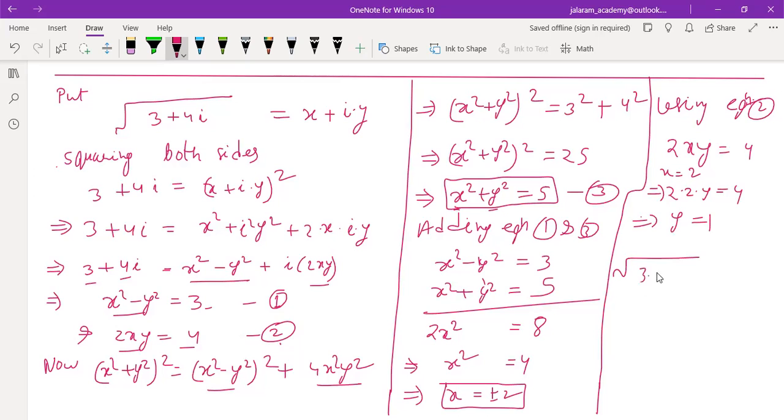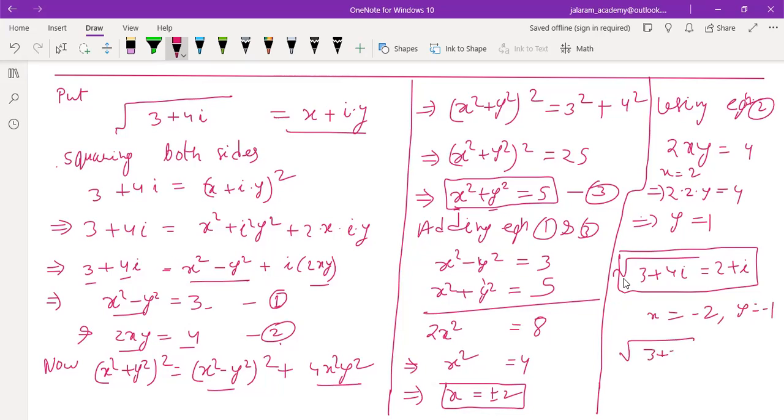So the answer is root 3 plus 4i equals x plus iy. Value of x is plus 2 and value of y is 1, so 1i. Understood? And case 2, when x equals -2, it will give y equals -1. So under root 3 plus 4i will then become -2 minus i. If we take minus common, -(2 plus i). So square root of 3 plus 4i equals plus minus (2 plus i). Is that clear to you? Yes, sir. Anyone has doubt?